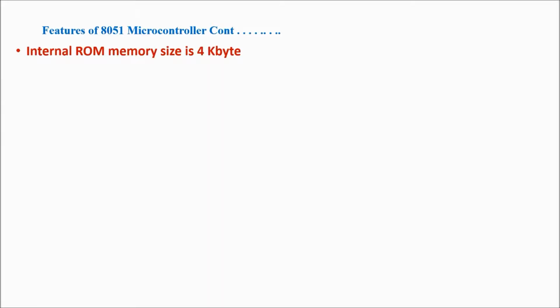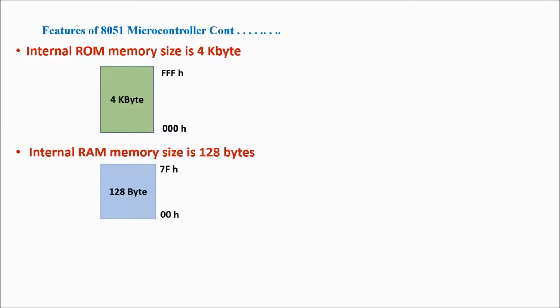The next feature of 8051 is internal memory. Internal ROM memory is available of size 4 kilobytes. So its address ranges from 000H to FFFH. The internal RAM memory available is 128 bytes. So the address of internal RAM starts from 00H and ends at 7FH. The special function registers reside in the memory above internal RAM. So it starts from address 80H and ends at address FFH.